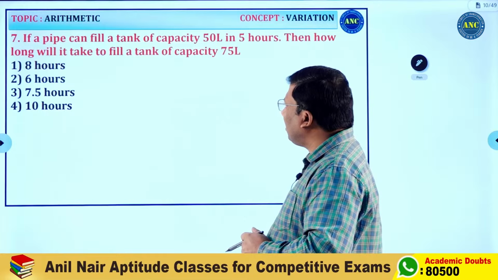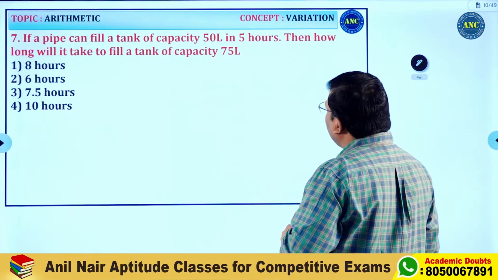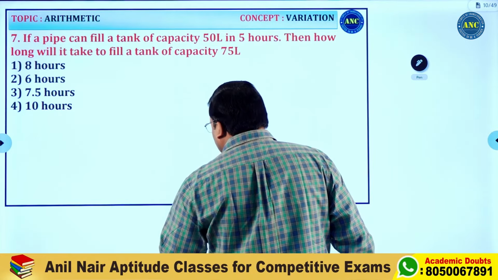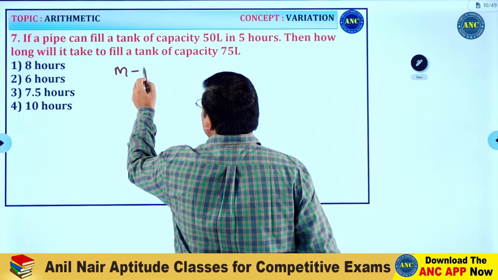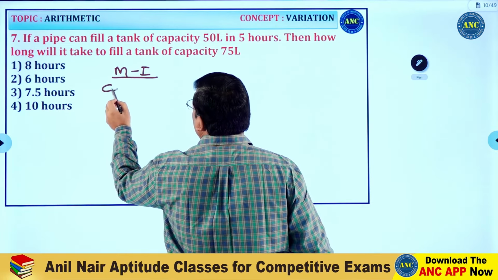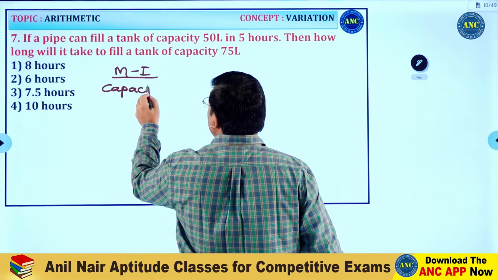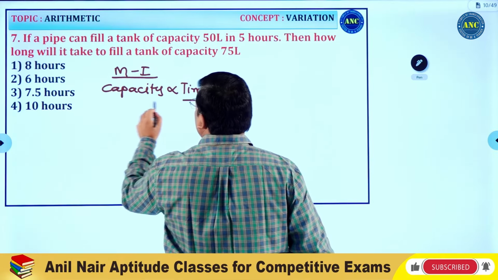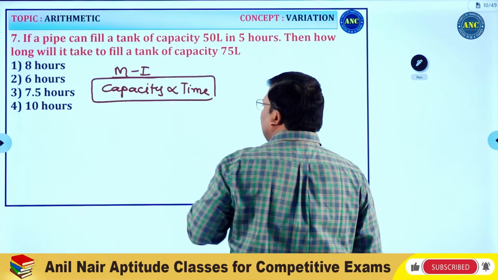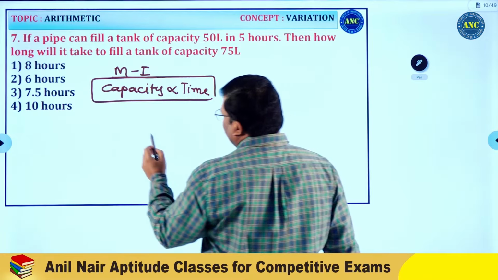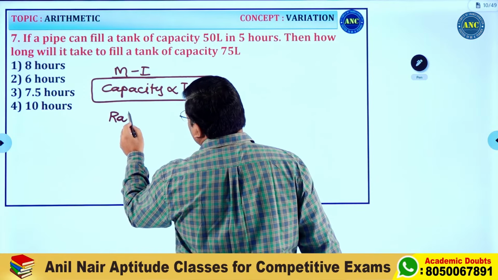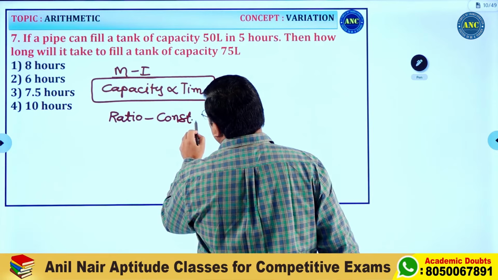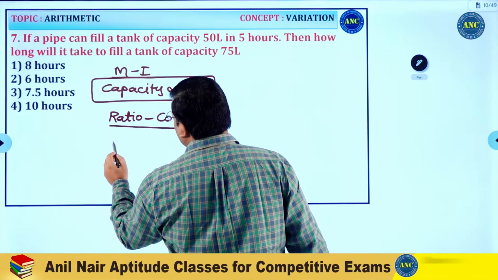Answer is 2,100. If a pipe can fill a tank of capacity 50 liters in 5 hours, if the capacity is more, then the time duration to fill the tank will be more. Capacity and time are directly proportional to each other. If capacity and time are directly proportional to each other, what is constant? Ratio is constant.